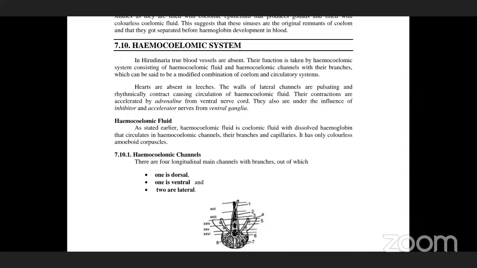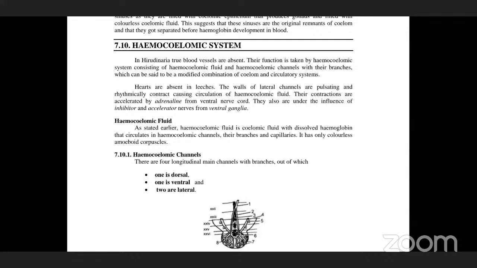Here the blood vessels are completely absent, but the hemocoelomic fluid and hemocoelomic chambers or channels act as the circulatory system, and hearts are absent. The walls of lateral channels are pulsating and rhythmic contractions occur, and these contractions are accelerated by adrenaline from the ventral nerve cords and under the influence of inhibitory and acceleratory nerves from the visceral ventral ganglia.